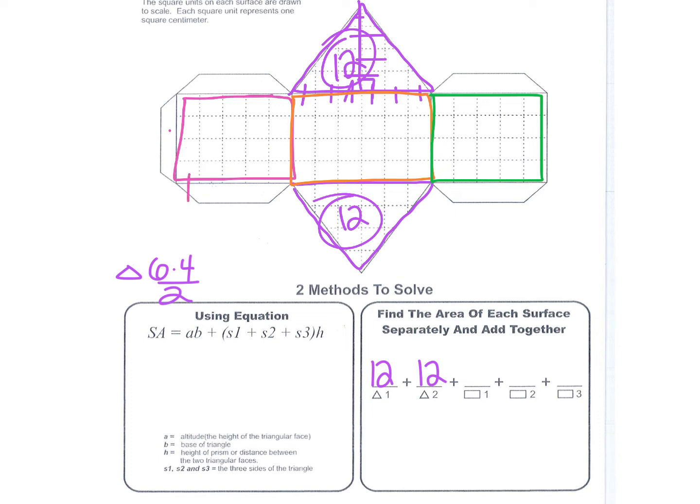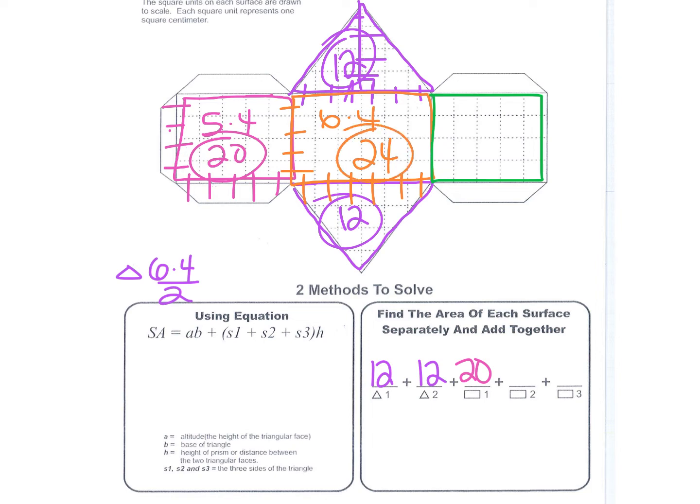Let's start with pink. 1, 2, 3, 4, 5 times 1, 2, 3, 4. 5 times 4 is 20. Area is 20. Orange. 1, 2, 3, 4, 5, 6 times 1, 2, 3, 4. 6 times 4. That area is 24. And green. 1, 2, 3, 4, 5 times 1, 2, 3, 4. So it has an area of 20. Now, my pink and my green rectangles are the same because it's isosceles, so 2 sides are the same.